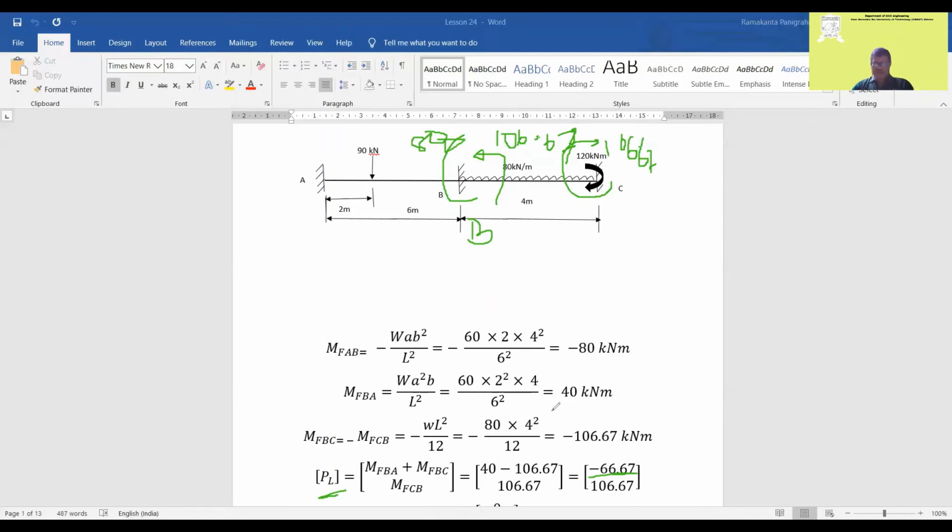So MFBA is minus 40 and 106.67, so it becomes minus. Now here this value is plus. MFBC is equal to minus MFCB, so MFCB is equal to plus 106.67. So now you will find the value of PL here.